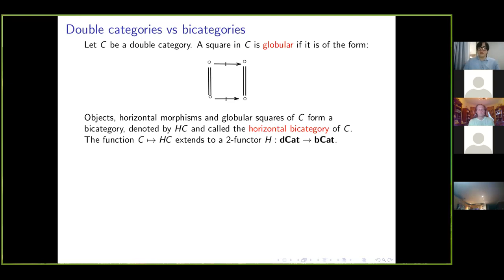So a bicategory, I thought I would assume what this is, but I can say what this is. So suppose C is a double category. So a square in C is globular if it is of this form. So it's a square where the vertical morphisms, or the source and target, are identities. So a bicategory is a collection of diagrams like this. So it's a double category where every square is globular.